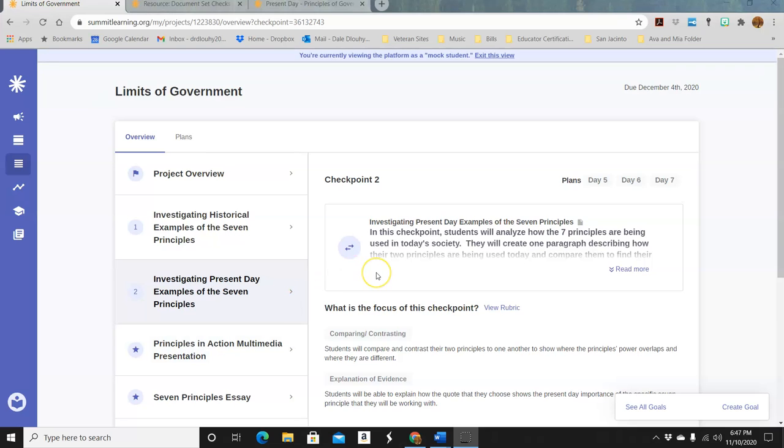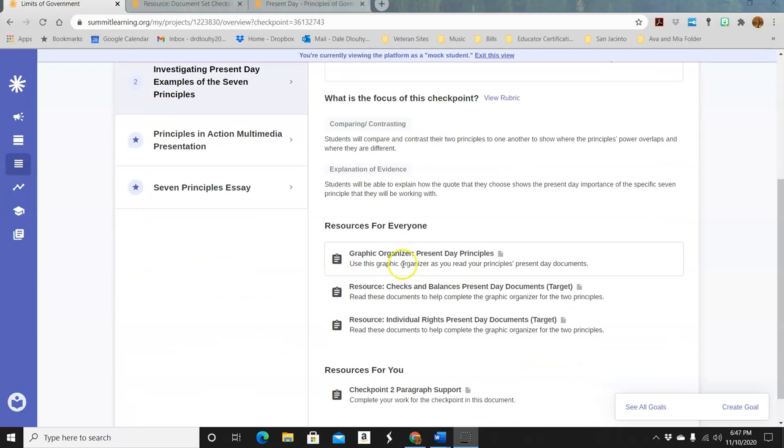All right, so if you look at the screen, what you see in your platform is what is there now. There are some resources that you're going to need. First, you're going to have to open up your graphic organizer, present day principles, and you're going to need your two document sets. We're going to start off with checks and balances.